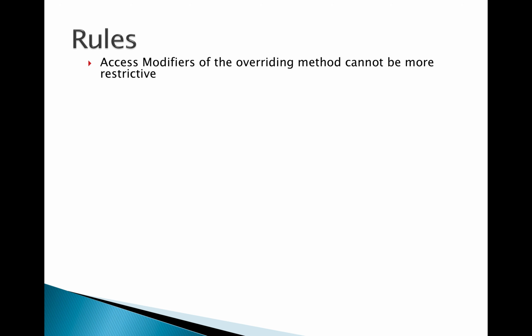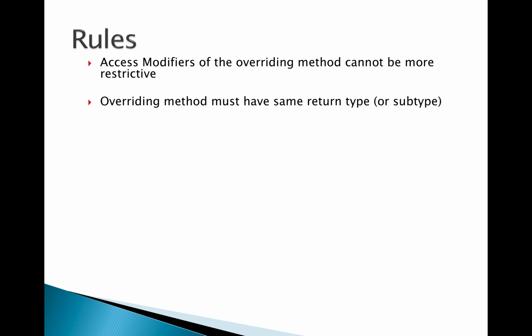The access modifier of the overriding method cannot be more restrictive. What this means is, let's say the parent class has a protected method. The overridden method in the child class can be public, but it cannot be default. It cannot be more restrictive than what is defined in the parent class.